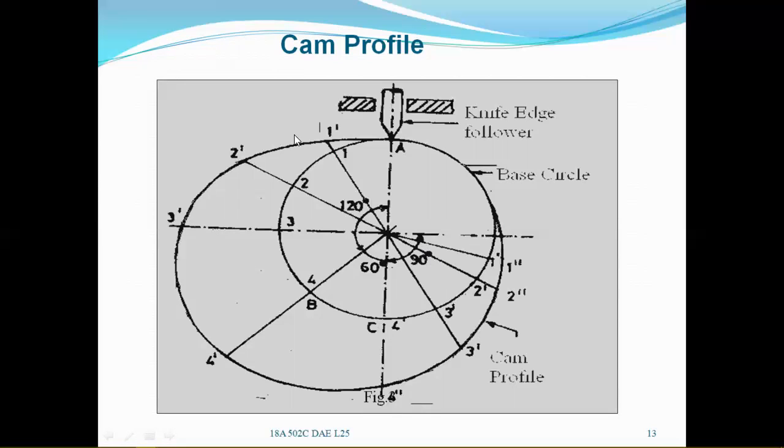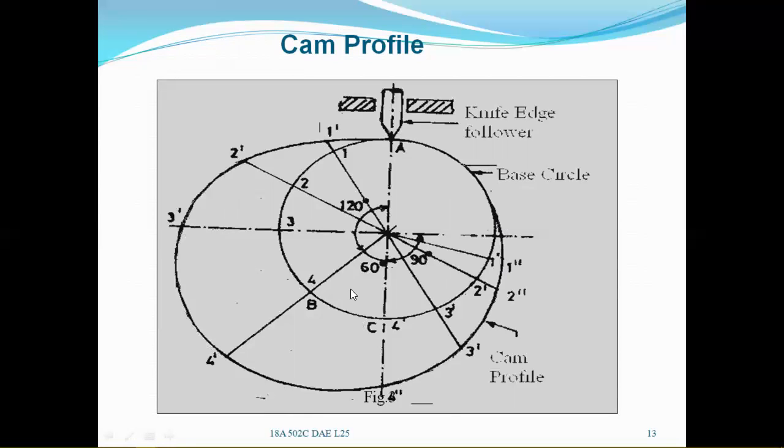After completion of marking points 1 dash, 2 dash, 3 dash, 4 dash, join all these points starting from point A, because this point is the tracing point: A, 1 dash, 2 dash, 3 dash, 4 dash, and 4 double dash, 3 double dash, 2 double dash, 1 double dash, and complete the profile. This will be a smooth curve drawn by hand. This shows the cam profile when the knife edge follower is moving with uniform acceleration and retardation.